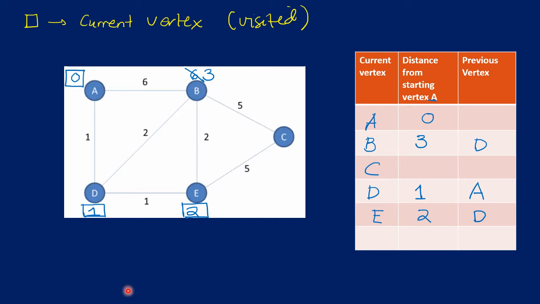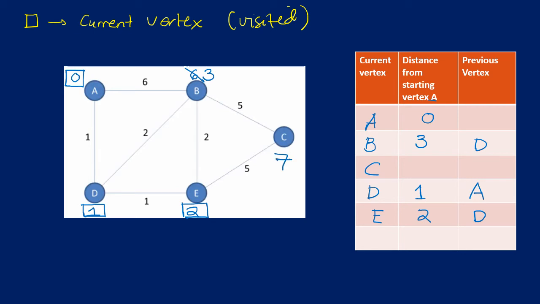Now let's look again at the vertices adjacent to E that do not have squares on them. That's B and C only. What will be the distance of B if we use E? That will be 2 plus 2, that is 4. But I already have 3 here, so I will not update this because I already have the smaller number. I will not change that to 4 because 3 is smaller than 4. And then the distance of C from A is 2 plus 5, so that's 7.